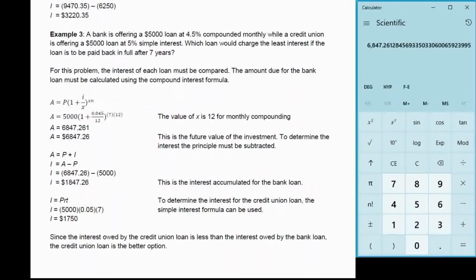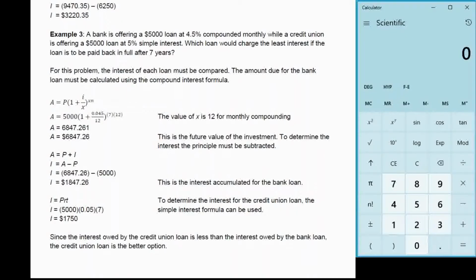But we have to compare the same things here. So let's see how much we have to pay back in interest. So let's subtract the initial $5,000 from that. The interest on that is $1,847.26. You'll have to pay back the $5,000 regardless of the investment, but it's the interest that we're trying to compare here. So this is how much interest we'd have to pay. I'm going to put this value in my calculator's memory so that we can use it later for another calculation I'll be doing.